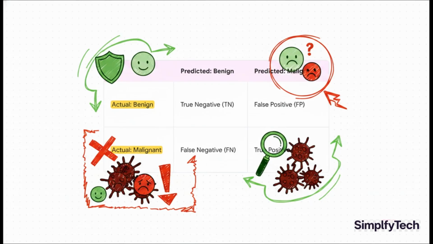A false positive is a false alarm. Not great, but manageable. But the most dangerous error, especially in medicine, is the one on the bottom left, a false negative. That means our model said a tumor was benign when it was actually malignant. This is the one we absolutely have to minimize.